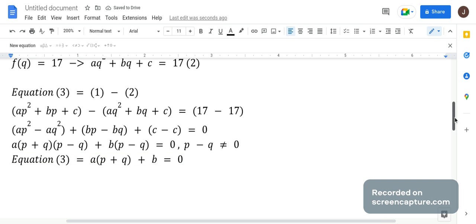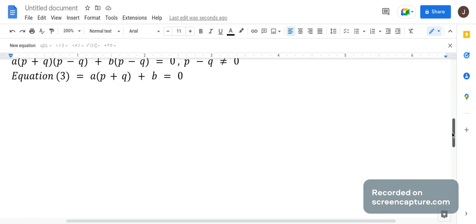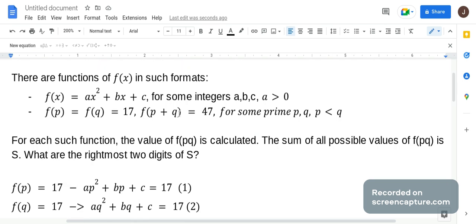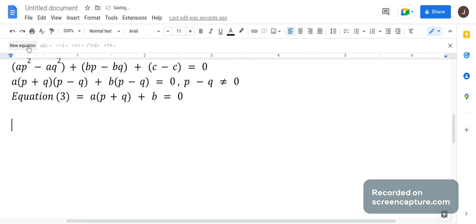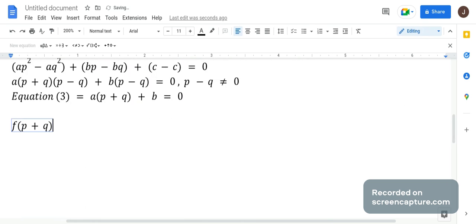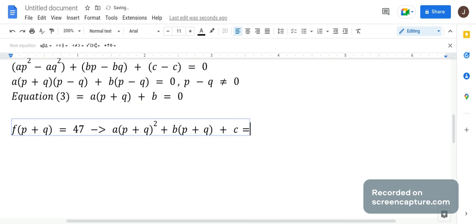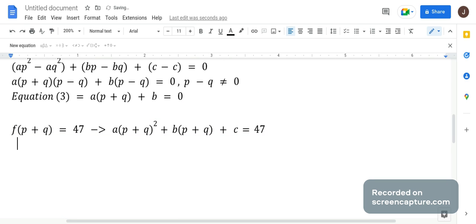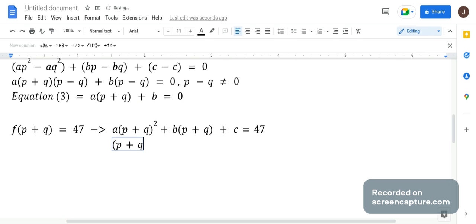Now let's look at another condition we have: f(p plus q) is equal to 47. We use the same way, plugging p plus q into the function f(x), where we get f(p plus q) is equal to 47. So this means that a(p plus q) squared plus b(p plus q) plus c is equal to 47, right? What we then can do is another layer of factorization, which will end up being this, plus c is equal to 47.